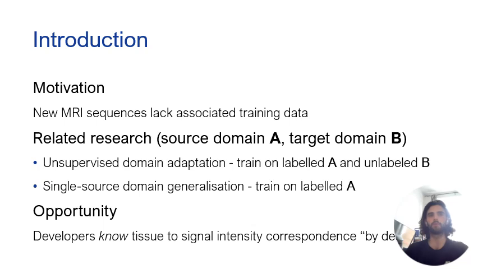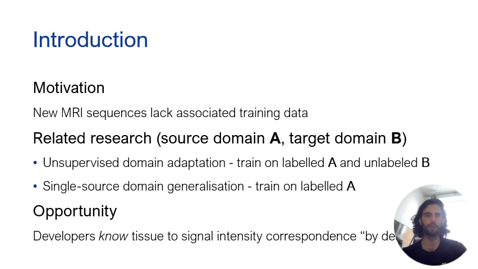Two commonly studied settings in which we lack data are the unsupervised domain adaptation setting, where we have labeled data from a source domain and unlabeled data from a target domain, and the single source domain generalization setting, where we only have data from one source domain.